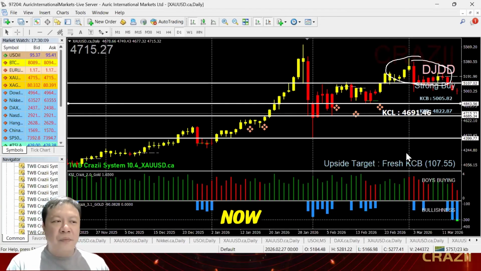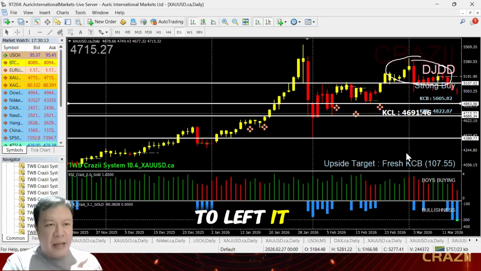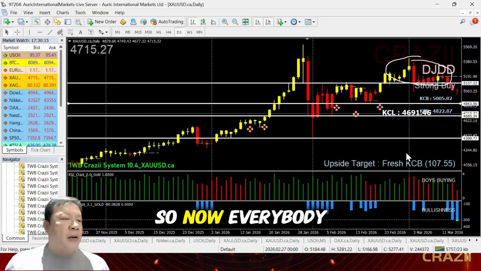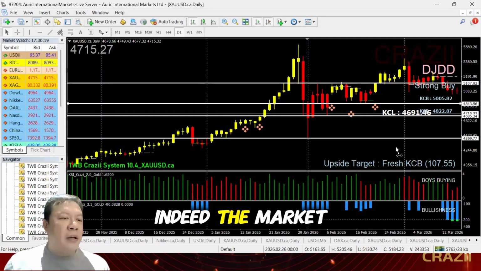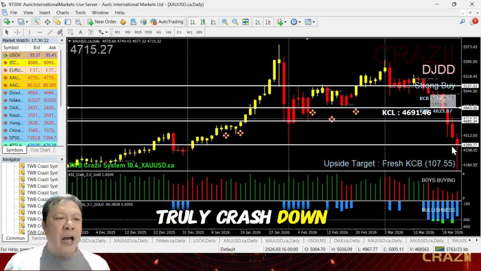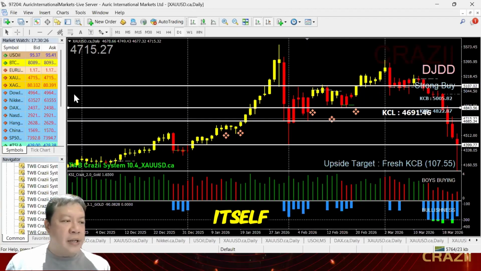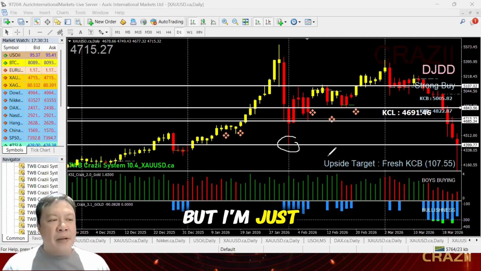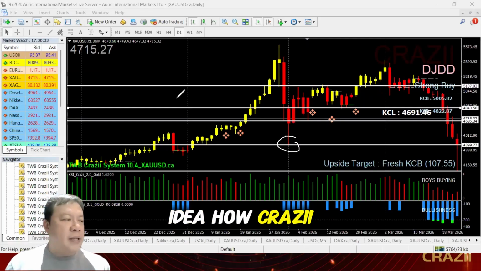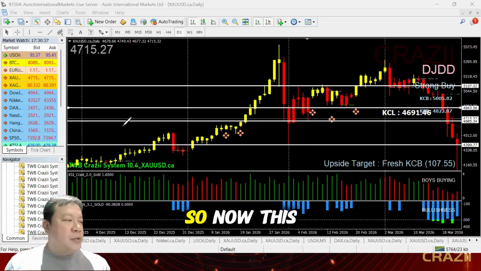Can you understand now? So from left to right, it doesn't show you. But from right to left, it actually tells you. So now everybody take a look at what happened after that, the drastic movement. Indeed, the market truly crashed down, breaking down until the low here. You understand my point? Of course, it went lower, but I'm just giving you an idea how crazy this can be. Okay, so this is part one that I'll share with you.